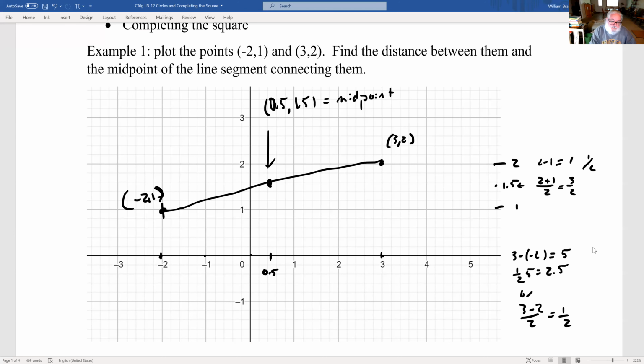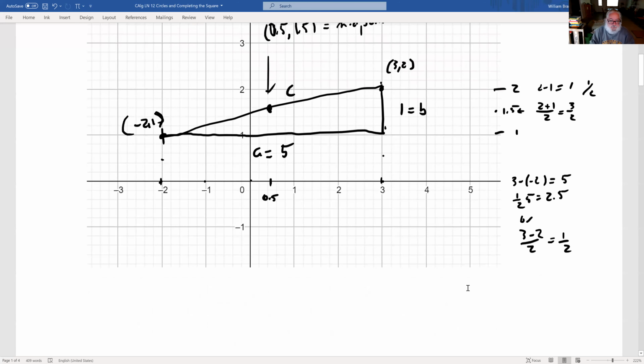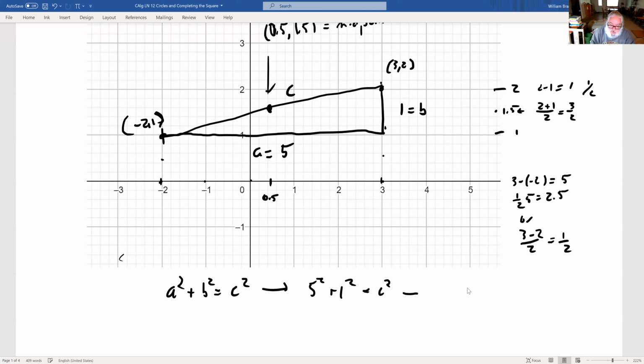What's the distance? Well, this is a hypotenuse, and we can draw in the rest of the triangle. This distance is 5, this distance is 1. So if we call that A equals 5, B equals 1, this is C, we just crank out Pythagoras' theorem. A squared plus B squared equals C squared. So 5 squared plus 1 squared equals C squared. 26 equals C squared. Square root of 26 equals C. So the length of this is square root of 26.